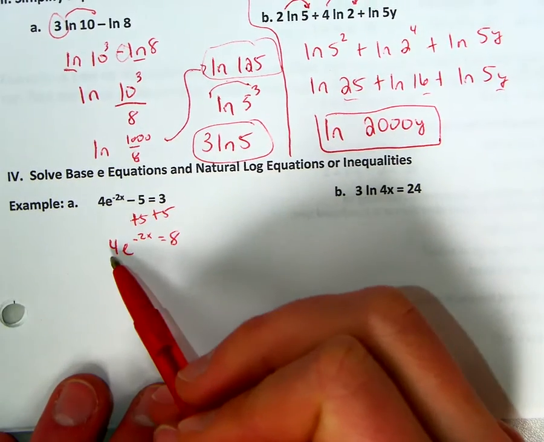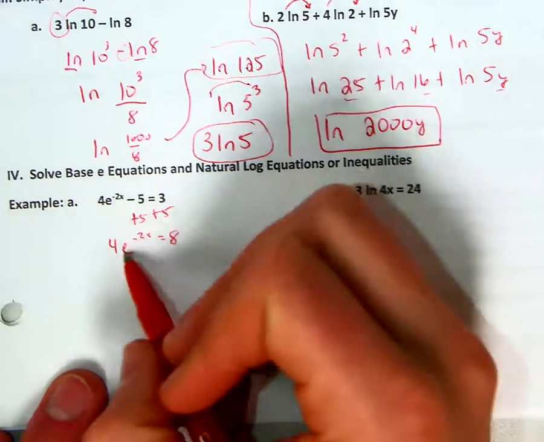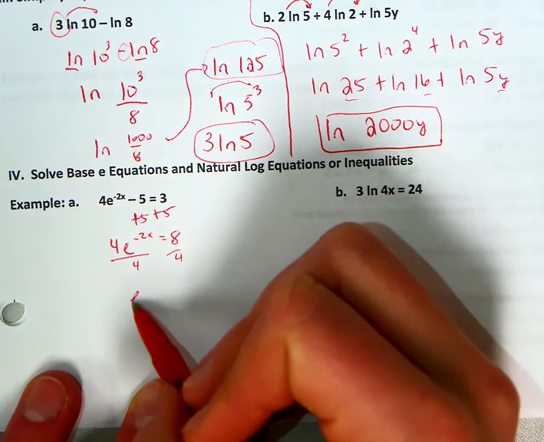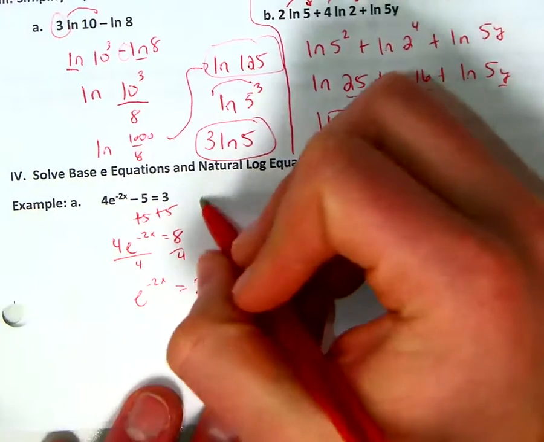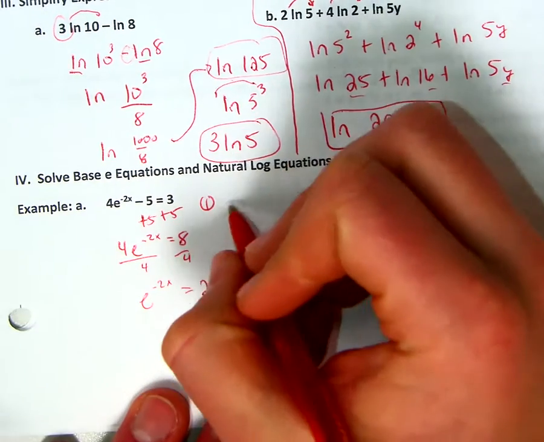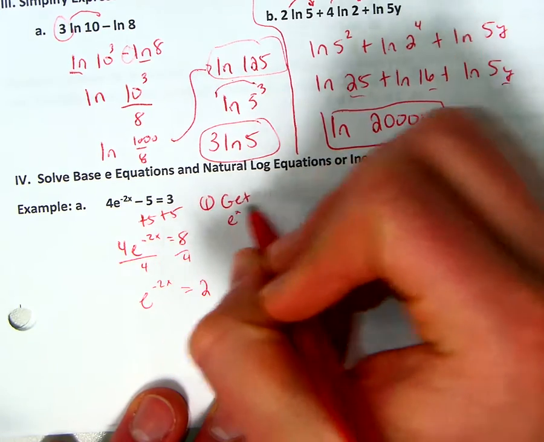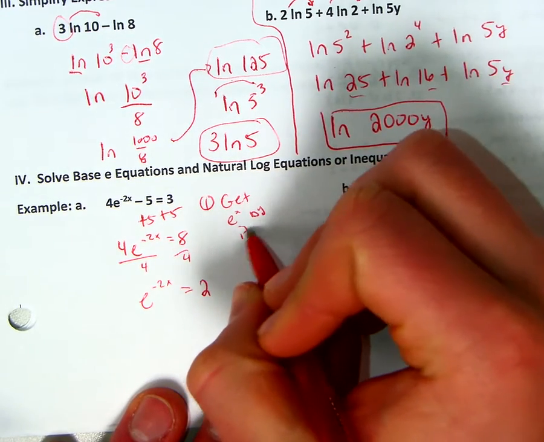e is not by itself yet. It has this pesky 4 multiplied with it, so we're going to divide by 4 on both sides. So we have e to the negative 2x equals 2. All right. So if you want to write out the first step, get e to the x by itself.